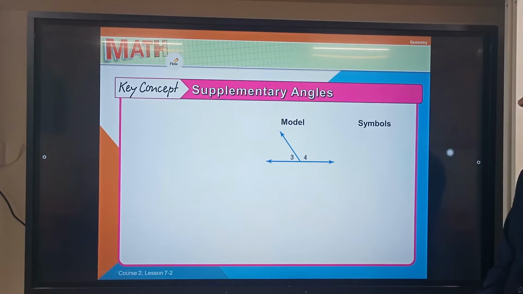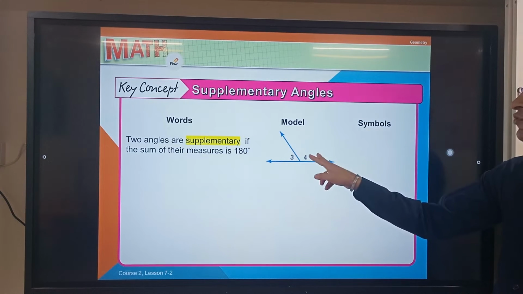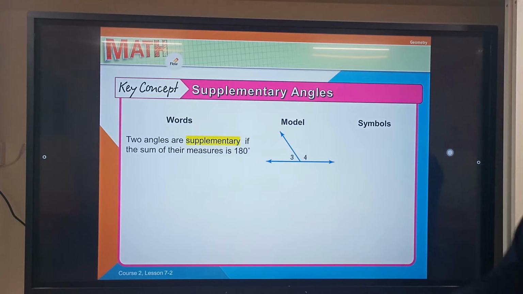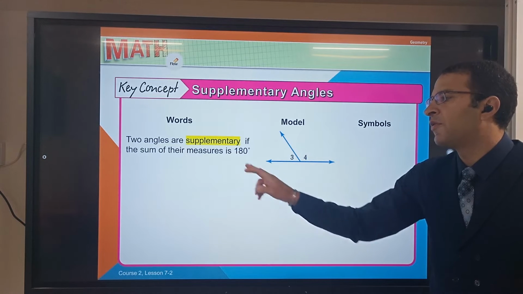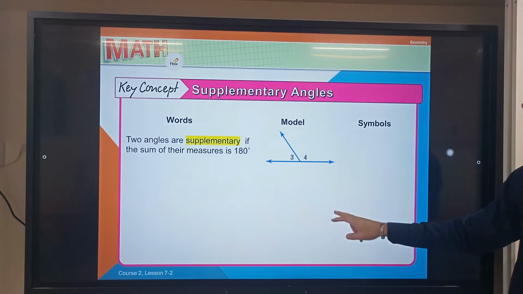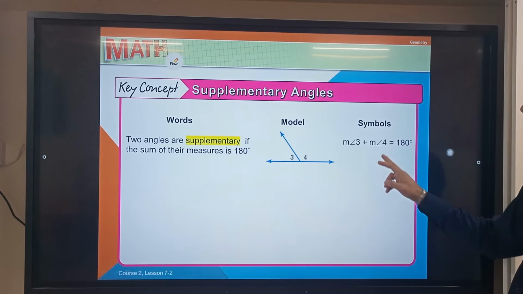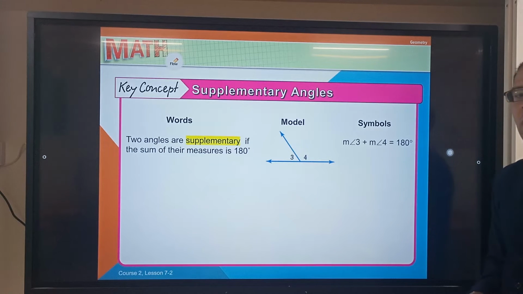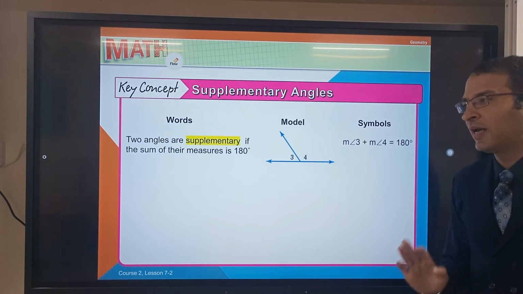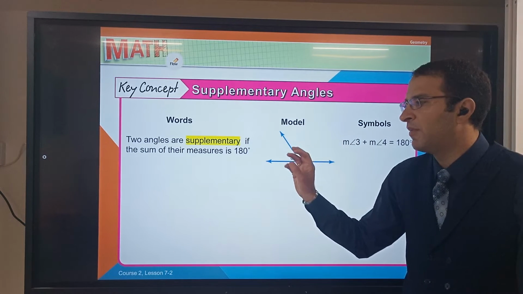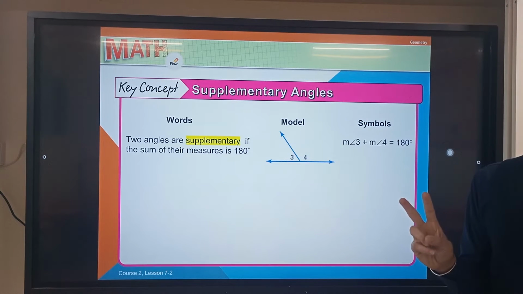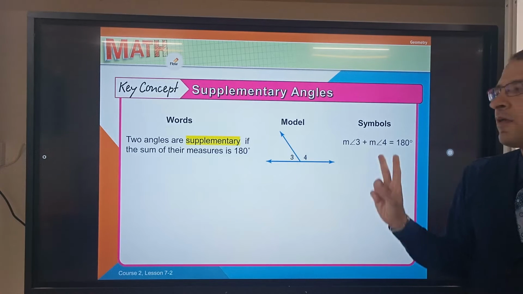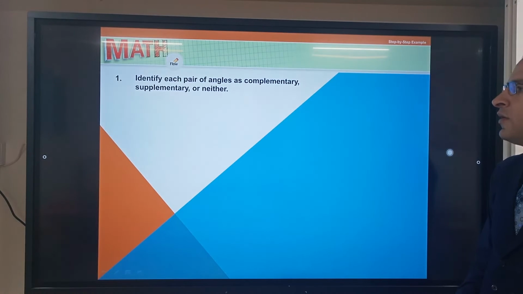Here we are talking about supplementary angles, with this shape. If you have two angles that are adjacent like here, and the sum of their measures, like here angles 3 and 4, is equal to 180, then they are called supplementary. Again, what does supplementary mean? They are two angles, a couple of angles, and the sum of them is equal to 180.